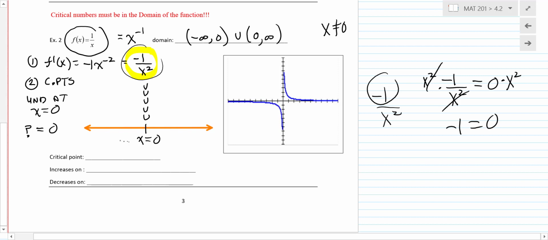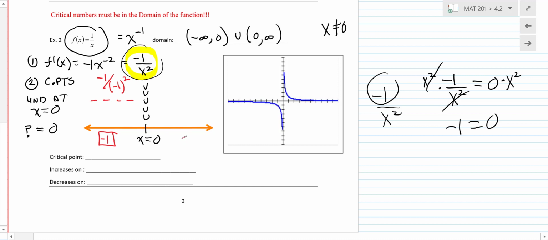Then we're going to do test points just like we did before. So we're going to take, say, -1 and plug it into the derivative. A lot of times you can do this in your head. So you would have -1 over (-1) squared. What would that be, positive or negative? That'd be negative, right? Because it would really be -1 over 1. So that would be negative, like that.